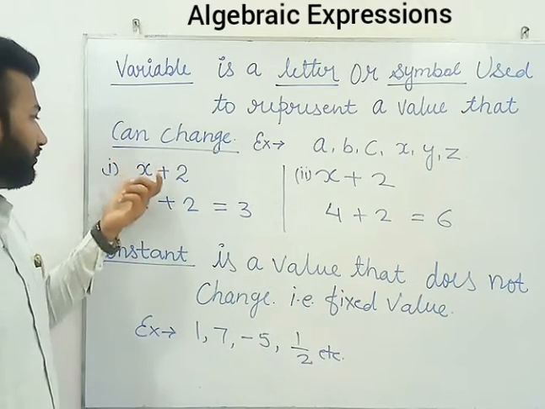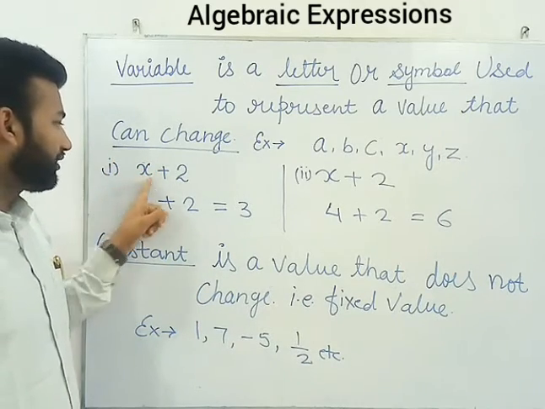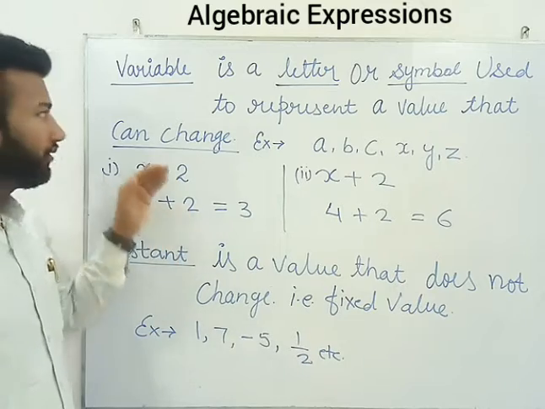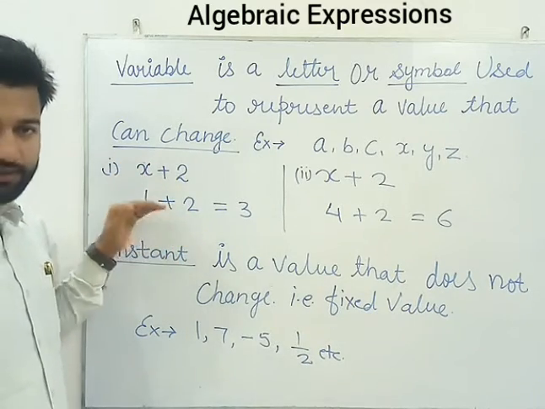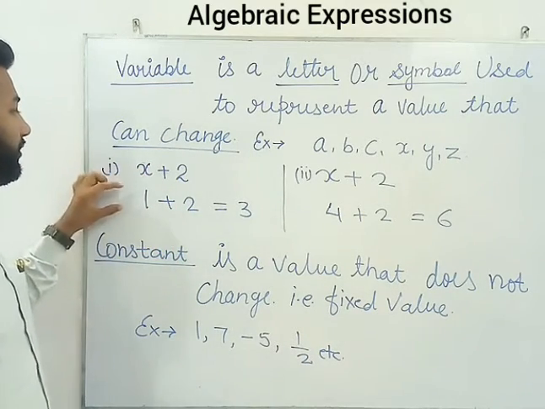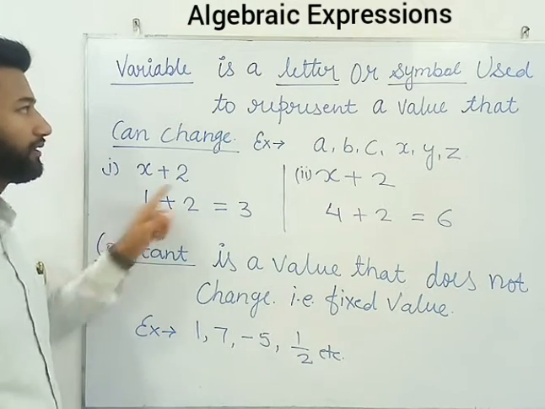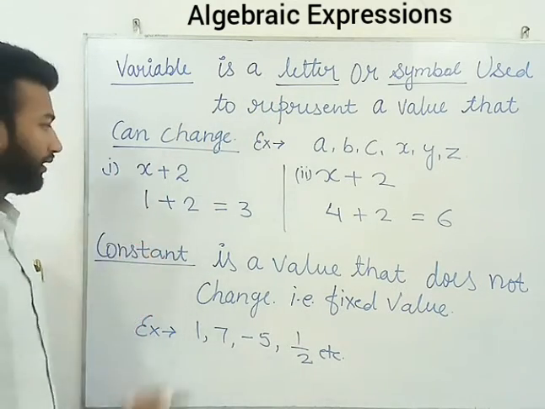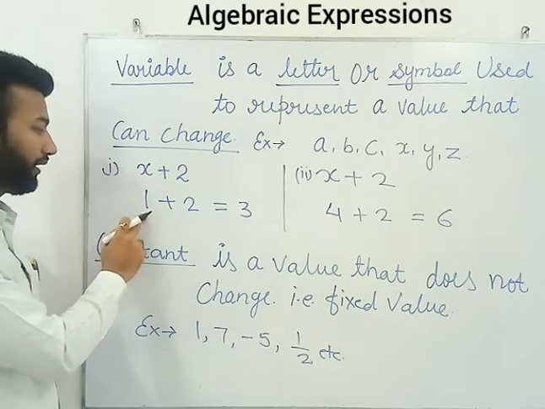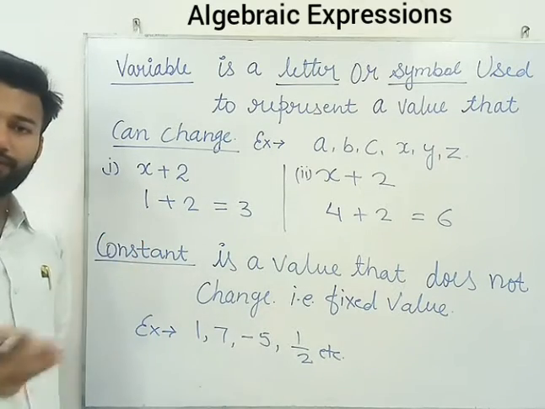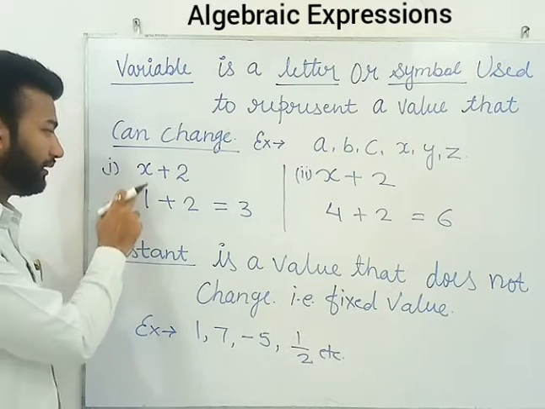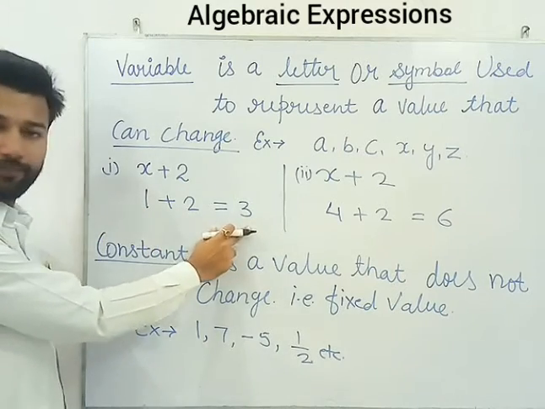Now, we will check by one example. X plus 2 is an example of an algebraic expression. Now here you can check X. X is a variable. Why variable? Because X is a letter. Now when we put the value of x as 1, on the place of x we put 1. See, 1 plus 2 equals 3.